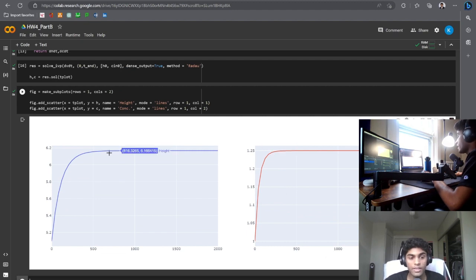And now we have a side-by-side comparison for the height and concentration from their initial steady state to some point in time. We can see that as time progresses, our height rises and eventually stabilizes at around 6.16, 6.17 meters. And our concentration starts here at 1 mole per meter cubed, and it looks like we settle at around 1.25. So that's how to simulate that problem.